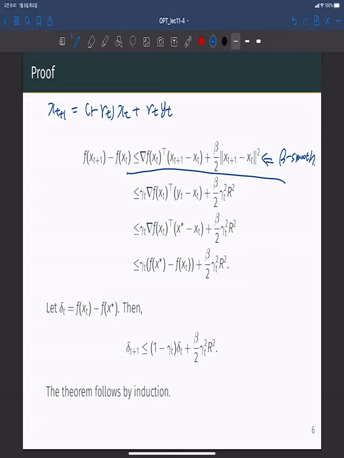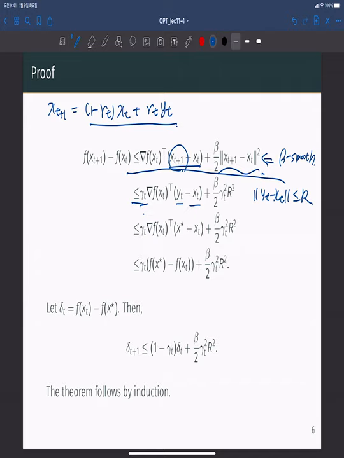So let's plug in xt plus 1 by this. Then we have xt plus 1 minus xt equal to gamma t times (yt minus xt). And in this line, we essentially use this fact as well: the diameter is less than or equal to r. So xt plus 1 minus xt becomes gamma t times (yt minus xt), and the norm of yt minus xt is upper bounded by r. So from the definition of xt plus 1 and the definition of the radius r, we have this inequality. Right?